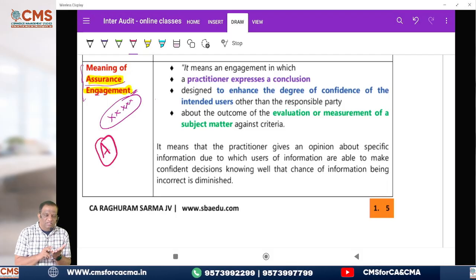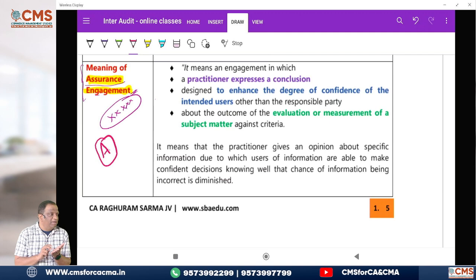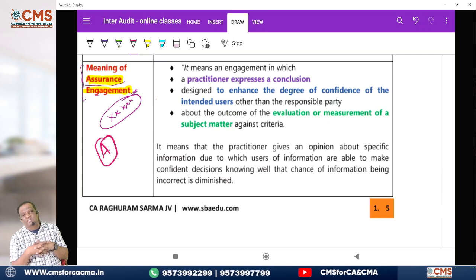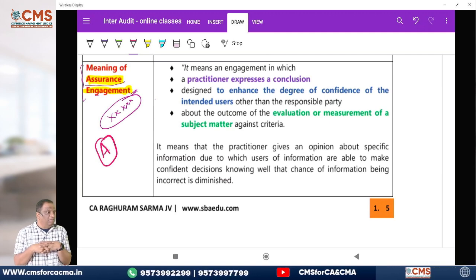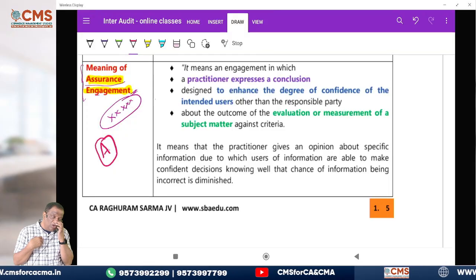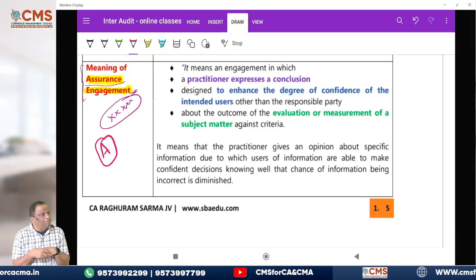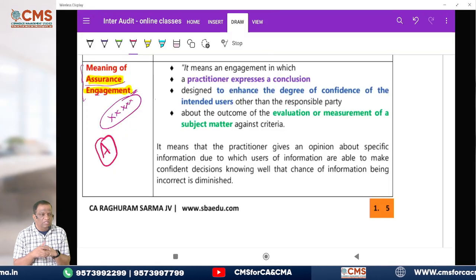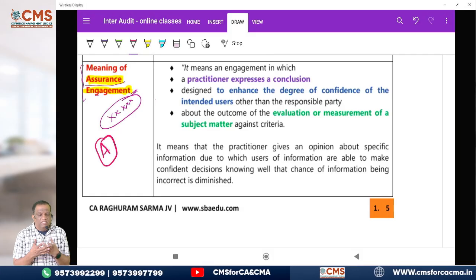Again, I repeat, there are two roles, auditor and practitioner. Whose role is wider? Practitioner role is wider, because whom do you call practitioner? Whoever is in practice. So he is a practitioner. Then a chartered accountant who is in practice is called a practitioner.